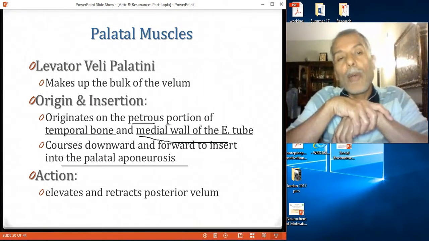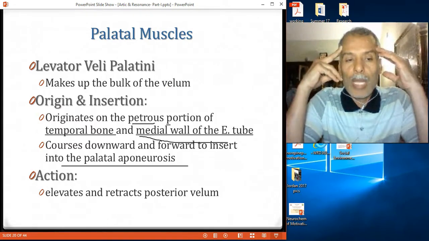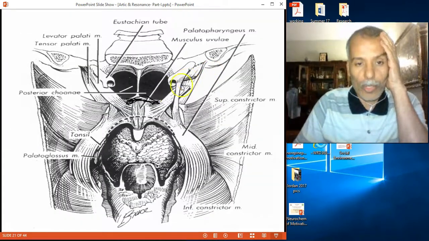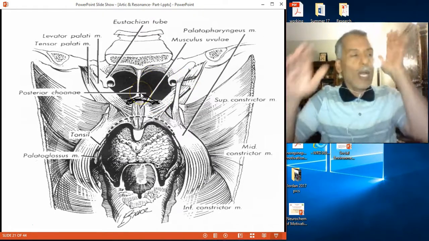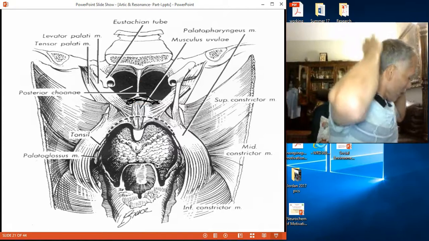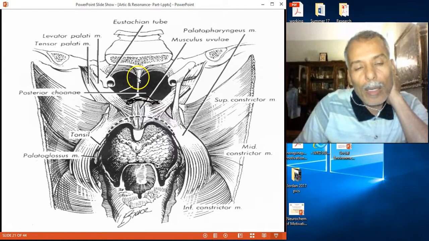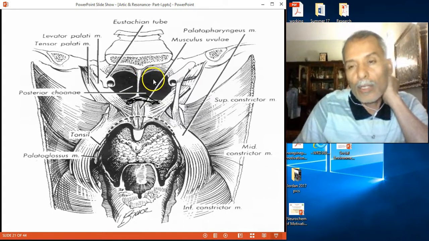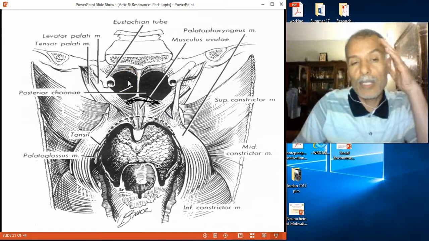The levator veli palatini, it makes the bulk of the velum. Let me show you, and then we come back to the insertion. So this is the posterior view. I am looking this way. You're looking from here. So this is the back of the nose, nasal cavities, and this is a bone that separates the right side of the nasal cavity from the left. So you have two nasal cavities.